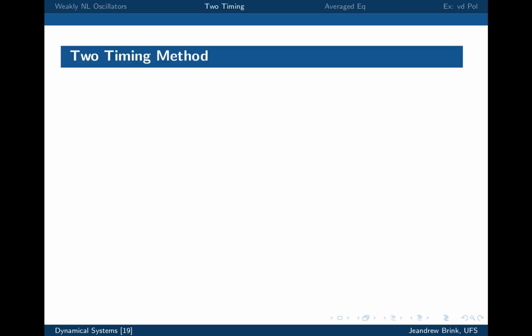Okay, so the method that fixes the regular perturbation theory is called two-timing. What you do is you basically assume you have two time scales and you treat them independently. So you have two time scales, and they're independent.